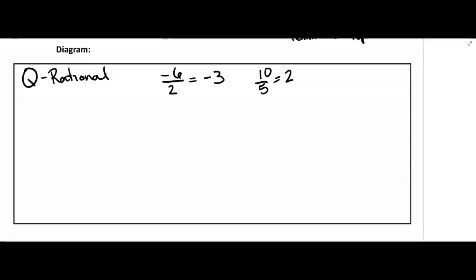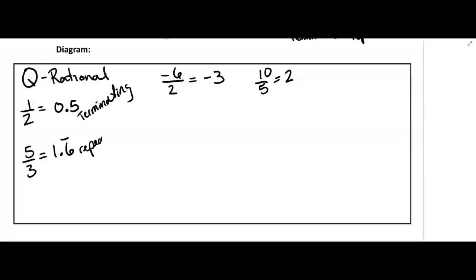But that's also going to include numbers that aren't integers, like the 1/2 or 0.5. And let's say 5/3, which is 1.6 repeating. That's our terminating decimal, and our repeating decimal. So these are some examples of rational numbers that aren't integers.